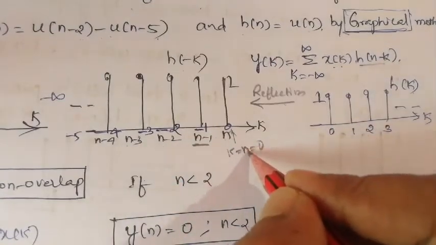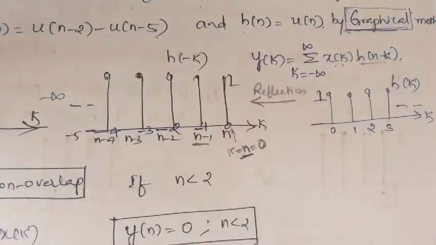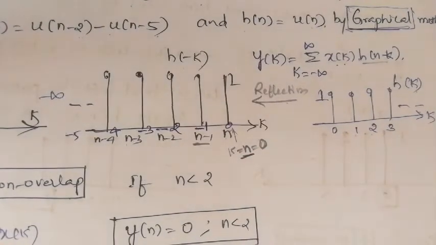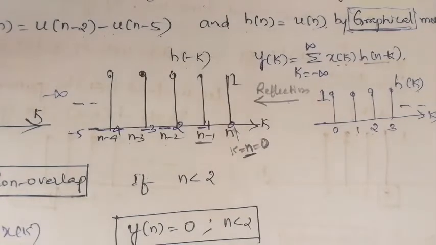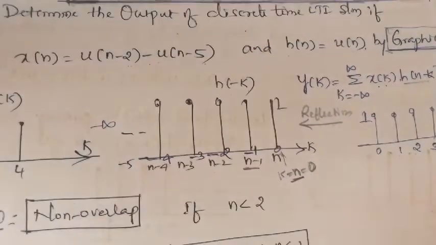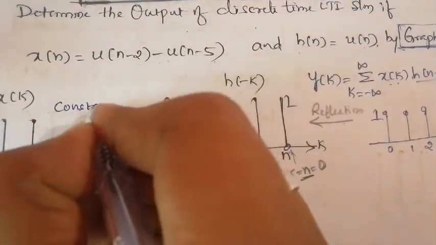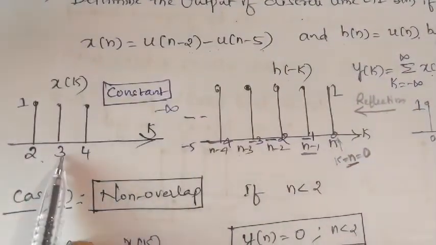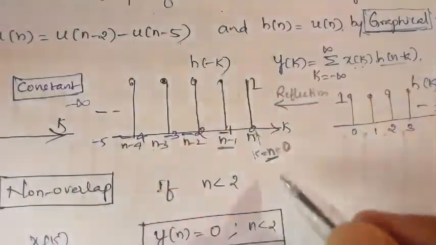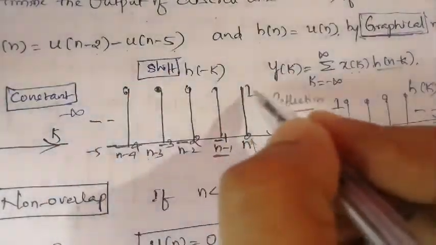So what is our reference point? Our reference point is n. Keep in mind our reference point is n. In finding the convolution sum by graphical method, we have to discuss two cases: non-overlap and overlap cases. To check overlap and non-overlap cases, let us keep the first signal constant. And the second signal we have to keep on shifting.